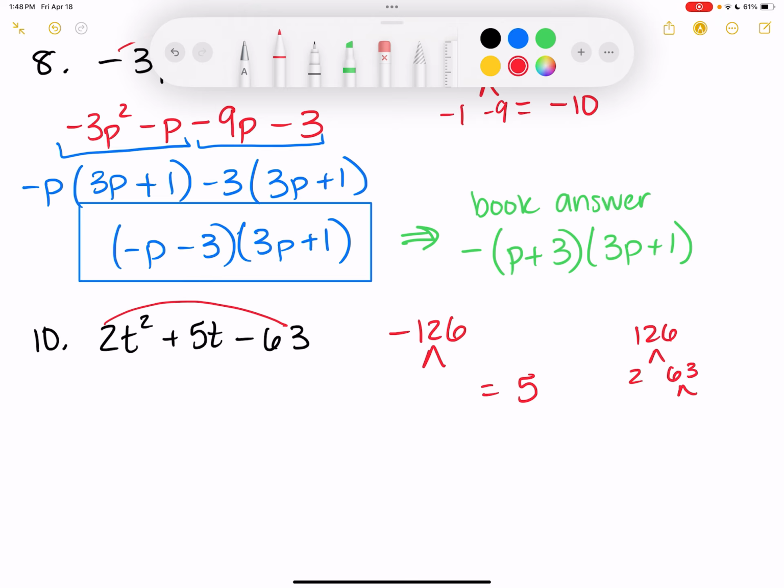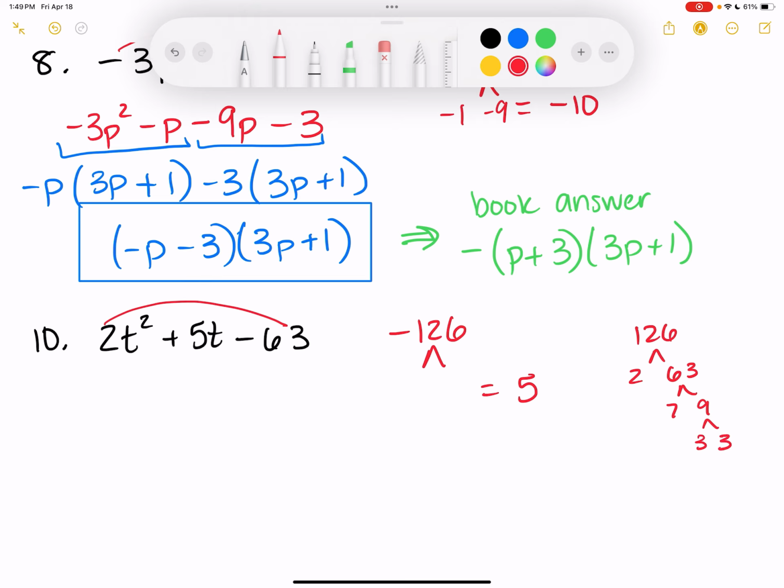What can 63 break up into? Can't be 2. It's an odd number. 6 and 9. 7 and 9. And 9 breaks into 3 and 3.